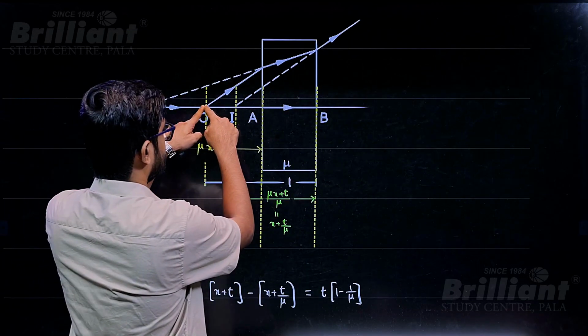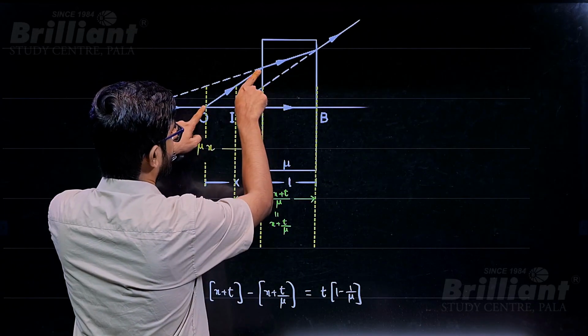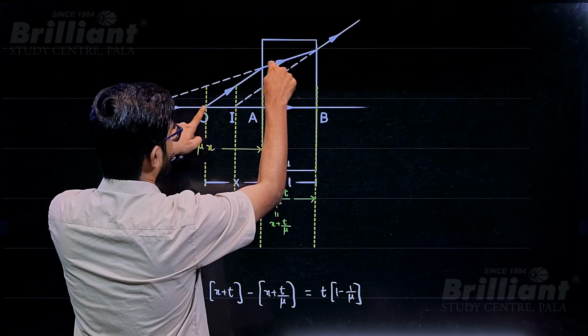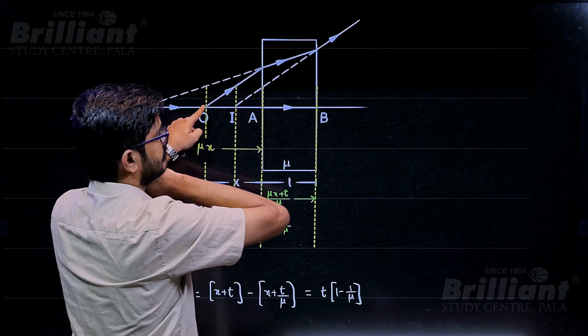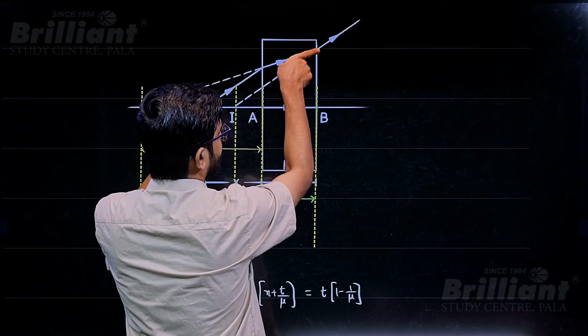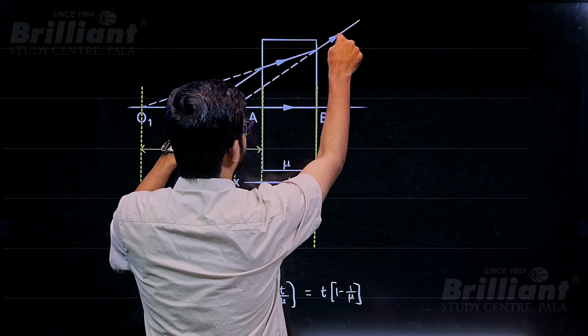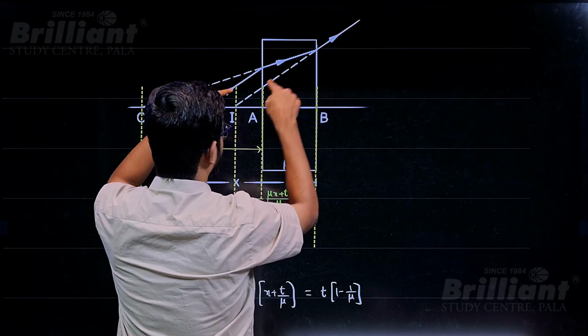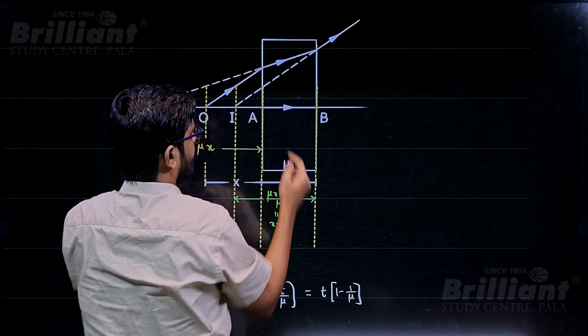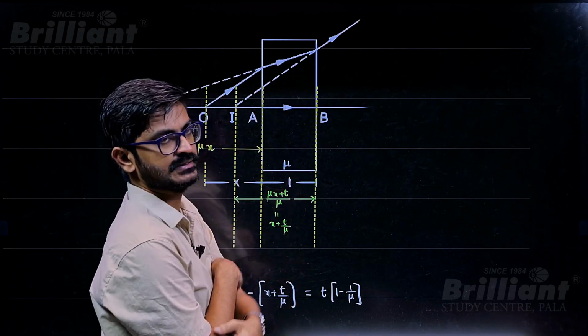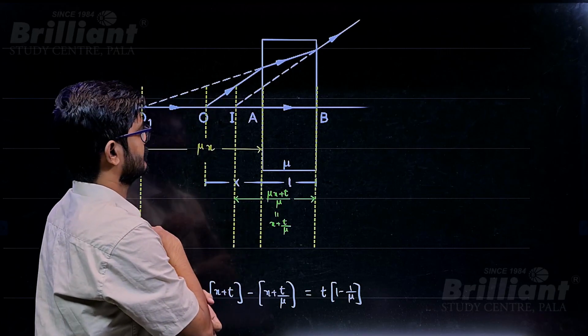The object is here. When the ray is going like this, after refraction it will be bending towards the normal. So if a person is observing from here, he will feel that the ray is coming from somewhere here. Now that ray will go and it will be bending away from the normal. Now you need to understand this ray and this ray will be parallel. These two rays will be parallel because it's a slab, right? So this angle and this angle will be the same. The angle of incidence will be the same.